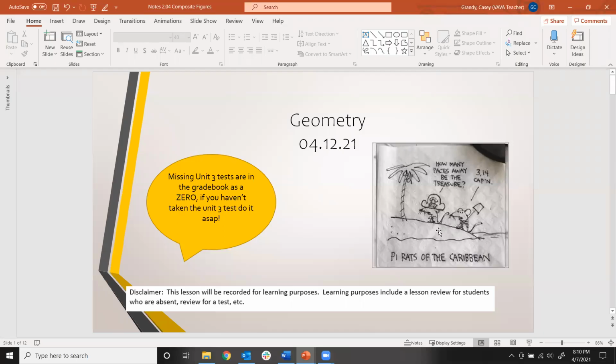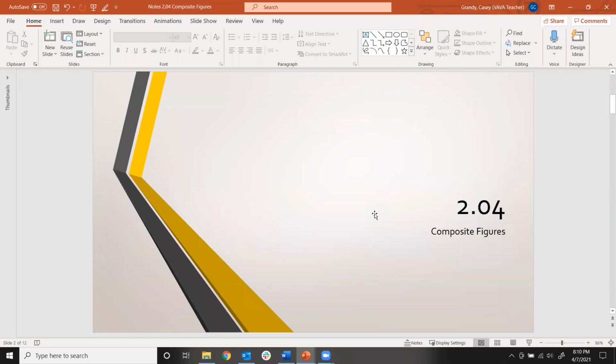Hey everybody, we are starting the last unit for our curriculum. So you want to make sure that if you are missing your Unit 3 test, that you get that in as soon as you can, because right now, if you didn't take the Unit 3 test, it's counting as a 0 in the grade book, and nobody wants that. So go ahead and get that Unit 3 test done as soon as you can if you haven't done it already. We are going to be starting the last unit, which is Unit 2, and we're starting with Lesson 2.4.